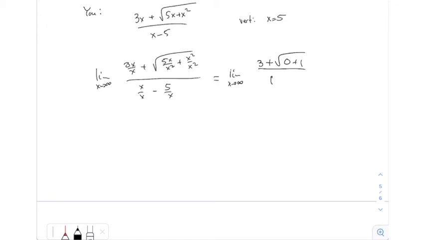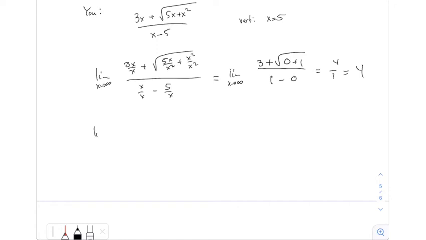And then 1 down here minus 0. And then what is that? Up top, 3 plus the square root of 1. That's 3 plus 1, which is 4, over 1. So the horizontal asymptote to the right is 4. I hope you got 4. It's easy to mess up little bitty bits in there sometimes, but that's what it ought to be.